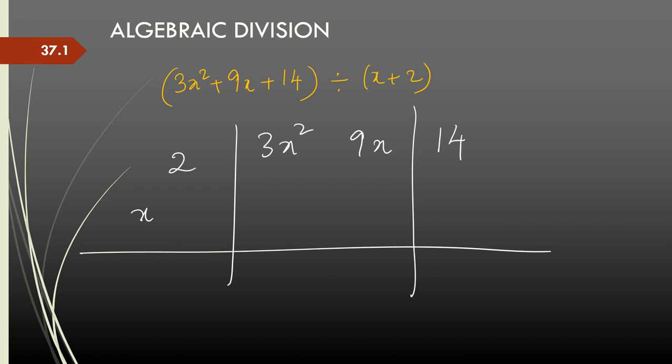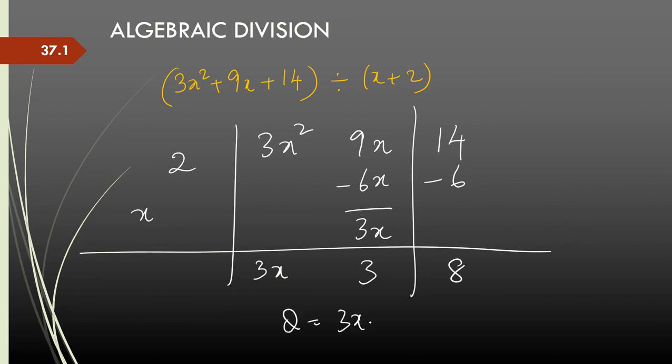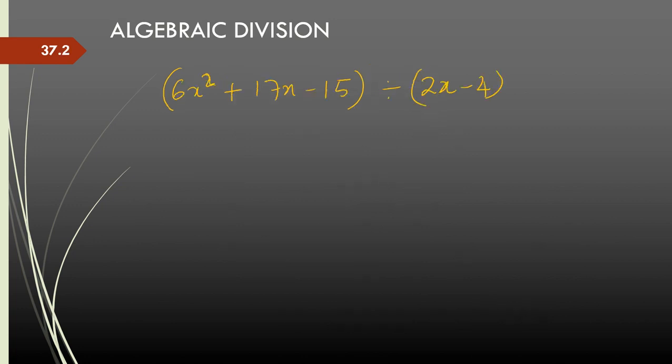Now I start. 3x square divided by x is 3x. Adjustment becomes minus 6x. So the revised dividend is 3x, divided by x is 3. Adjustment becomes minus 6, that gives me 8 as the remainder. So the quotient is 3x plus 3 and the remainder is 8. As you can see, this is a very simple way to divide algebraic expressions. Let's take a few more examples so that we understand the power of this technique.